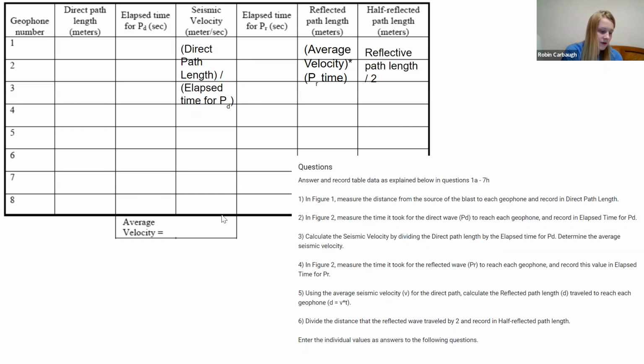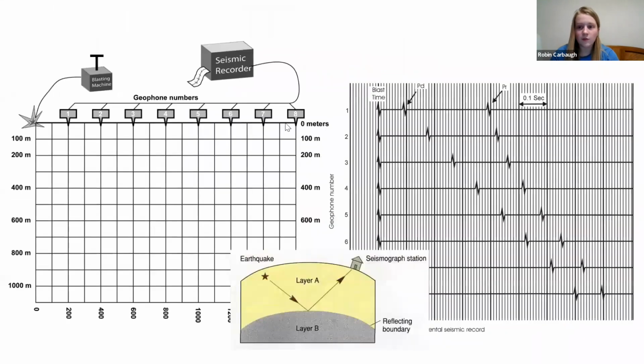Then you're going to want to find the elapsed time for PR, PR being that reflective wave that comes afterwards, the one that bounced in the ground and came back up. It'll be a little slower since it has a longer path to travel. It'll take more time to get there.